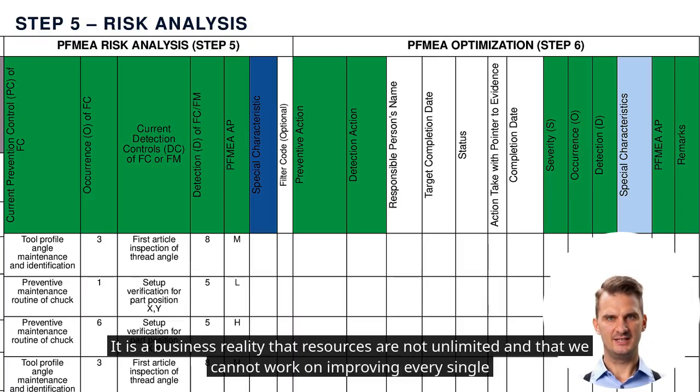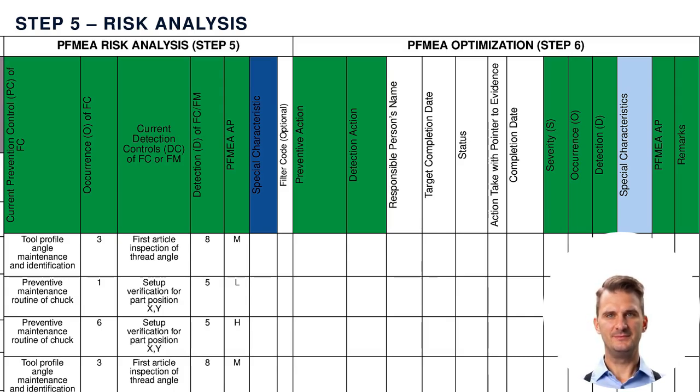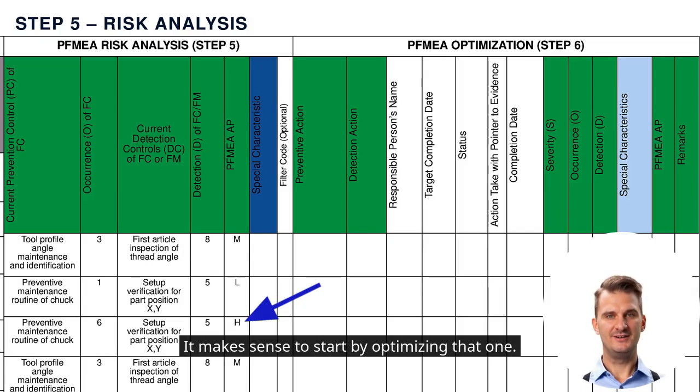It is a business reality that resources are not unlimited, and that we cannot work on improving every single one of the potential failures at the same time. The organization must prioritize those failure nets to optimize. In our example, we can see that there is one failure net marked as a high risk. It makes sense to start by optimizing that one.